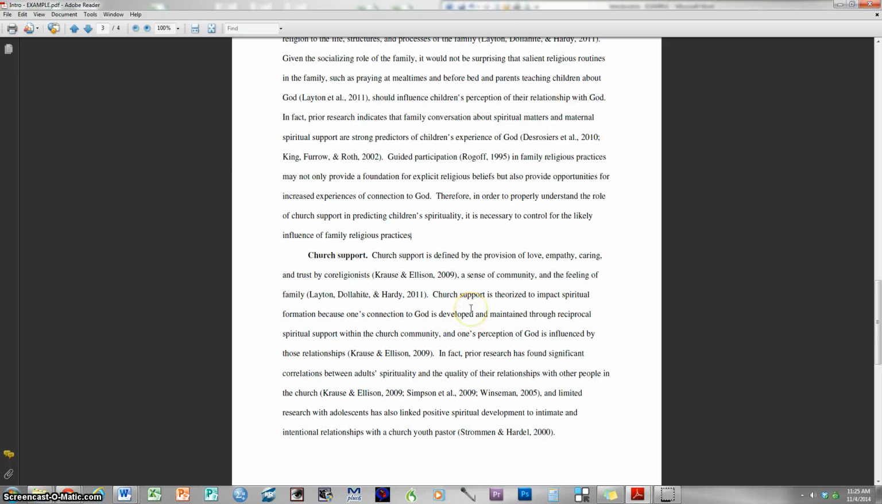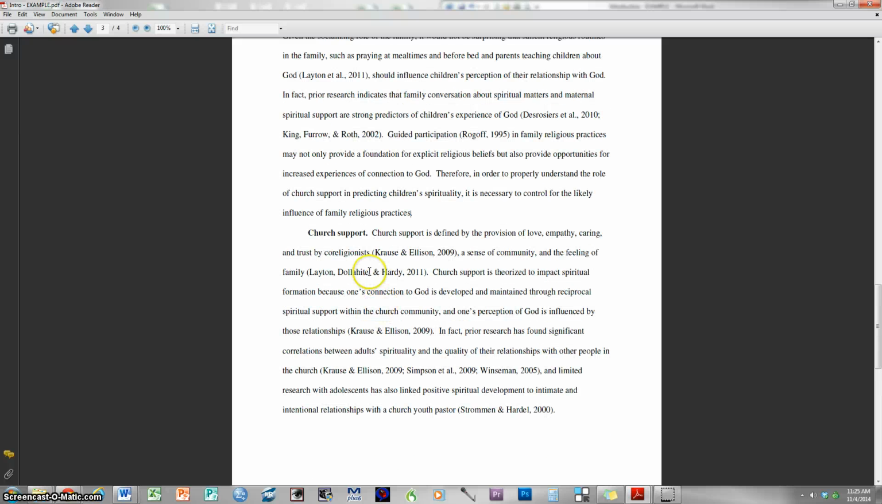In this case, there are two independent variables, so each of them is listed. If I had a third independent variable, I would have another paragraph about that one. Church support, easy for me to say. Church support defined by the provision of love, empathy, caring, and trust by co-religionists. Citation. A sense of community and a feeling of family.